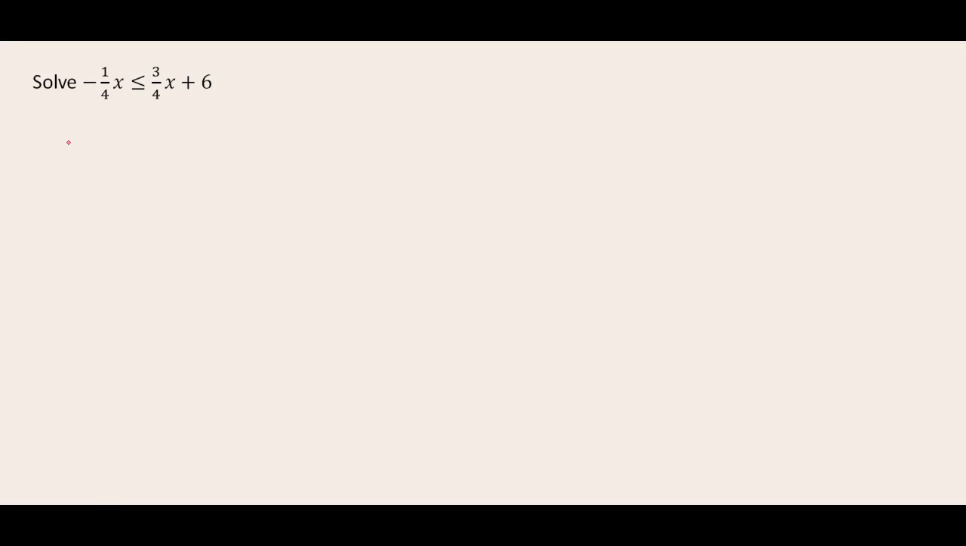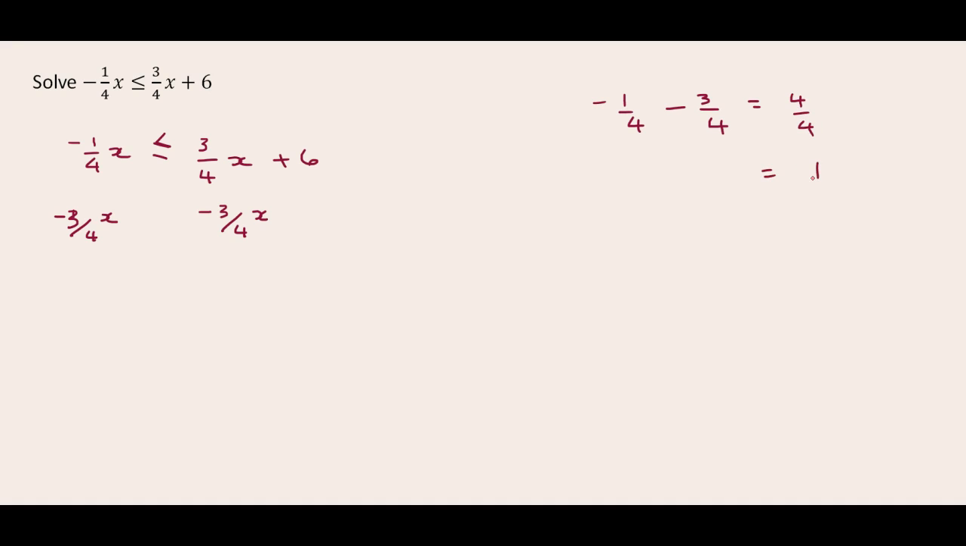Now we have minus 1 over 4x, this is less than or equal to 3 over 4x plus 6. First thing we're going to do is to isolate the variables. So I'm going to subtract 3 over 4x from here and also do the same right here. So we have minus 1 over 4 minus 3 over 4. Because we have the same sign, we're going to add the numbers together. So that's 4 over 4, which is 1. So it's going to be minus 1.